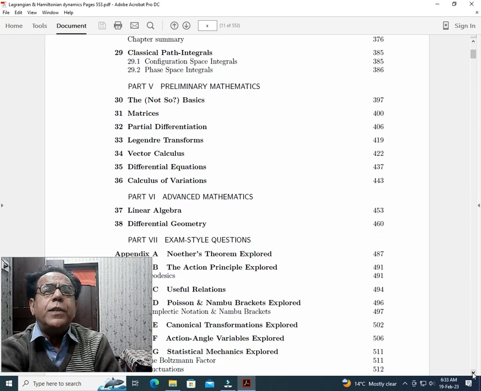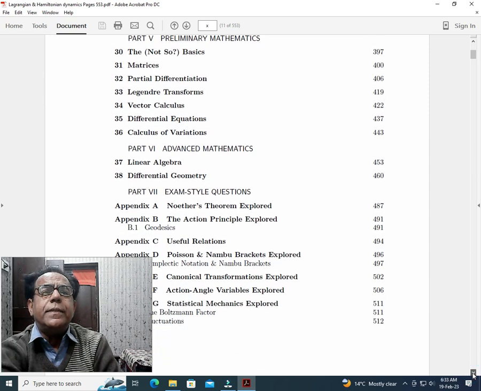Now we come towards part 5 of this book, which is under the title preliminary mathematics, and the first chapter of this part is chapter number 30, the not so basics. Chapter number 31, matrices. Chapter number 32, partial differentiation. Chapter number 33, Legendre transforms. Chapter number 34, vector calculus. Chapter number 35, differential equations. Chapter number 36, calculus of variations.